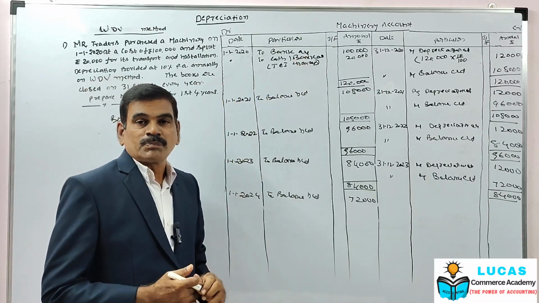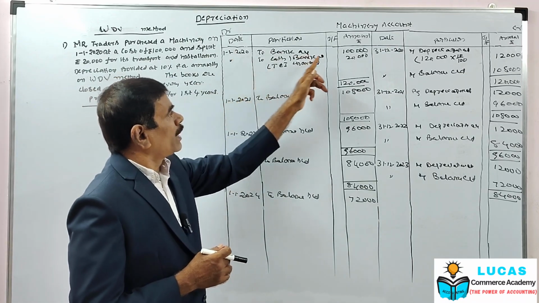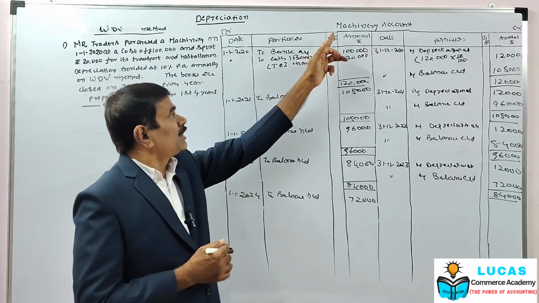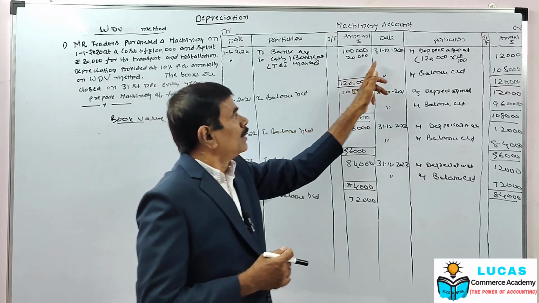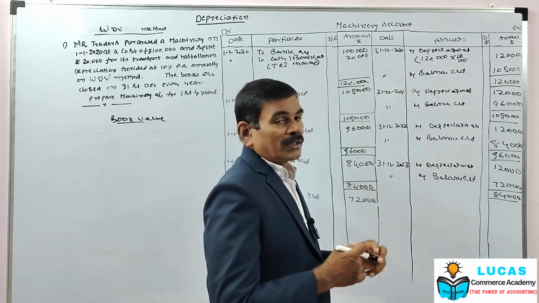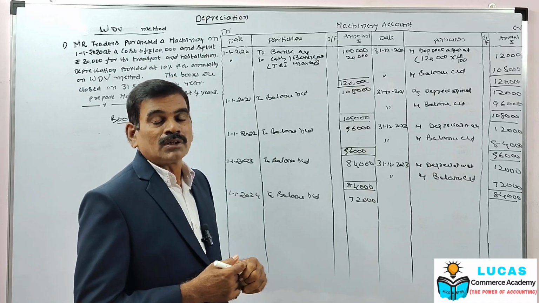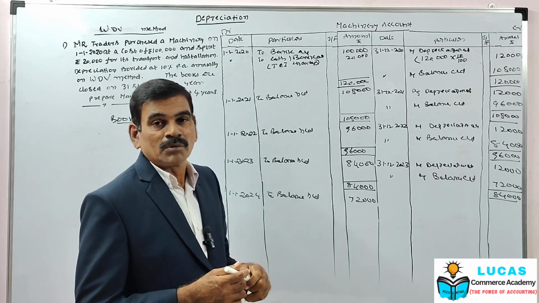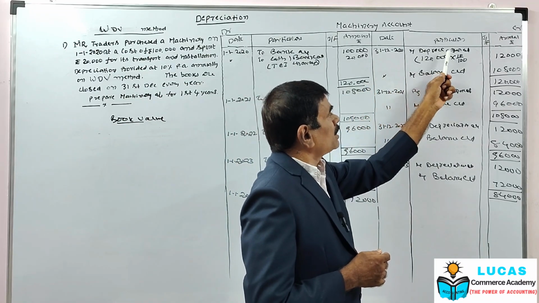First, when the asset is purchased, the journal entry is machinery account debit to bank account, 1/1/2020, 1 lakh. Then installation and transport charges are incurred: machinery account debit to cash or bank account. Come to 31st/12/2020. That means no further transaction takes place between 1/1/2020 and 31st/12/2020. Hence, we are providing depreciation: 31st/12/2020 by depreciation account.